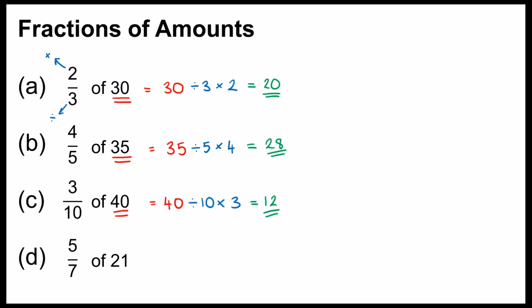The last question asked me to work out 5/7 of 21. Again, I want to start by writing down the amount that I'm working out the fraction of, which is 21. Next, I want to divide by the bottom and times by the top, so that is divide by 7 and times by 5. And finally, I need to work that out. So 21 divided by 7 is 3, and 3 times 5 gives me 15 as my answer.